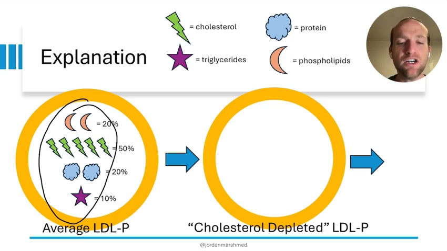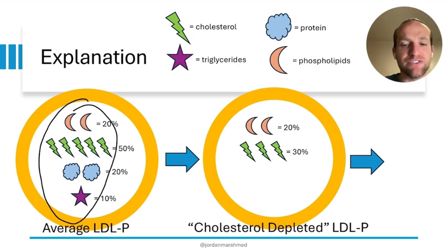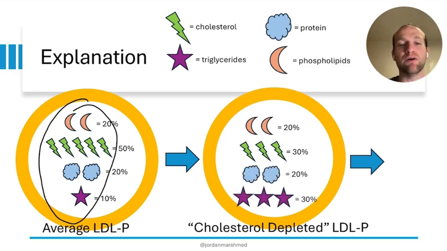So let's talk about what a cholesterol depleted LDL particle might look like. The phospholipids will remain the same, about 20%, but now all of a sudden, maybe only 30% of the LDL is made up of cholesterol inside of this LDL particle. The protein remains the same, around 20%. However, this time we have more triglycerides. Maybe the LDL particle has more triglycerides as opposed to cholesterol, and now we have a cholesterol depleted LDL particle.